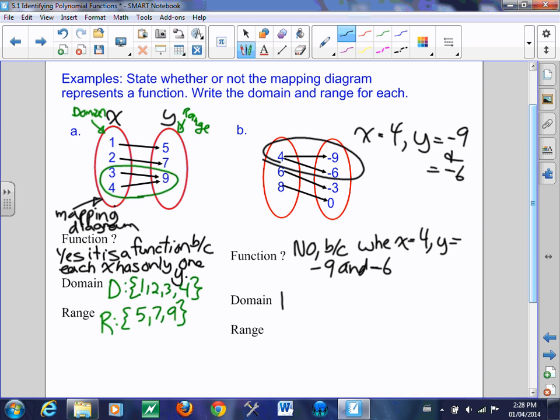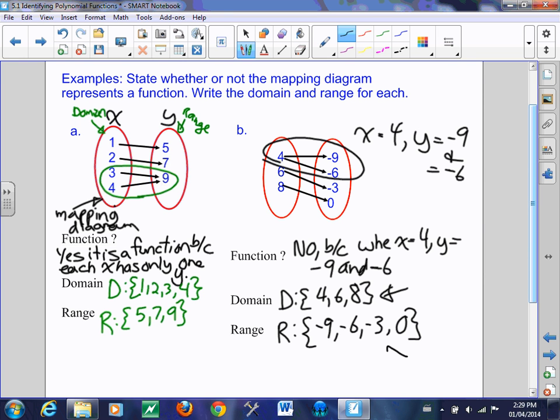Dealing with your domain, list your numbers 4, 6, and 8, and your range -9, -6, -3, and 0, going in order. And again, notice in this case, folks, when the domain has fewer values than the range, in most cases that's when it's not a function.